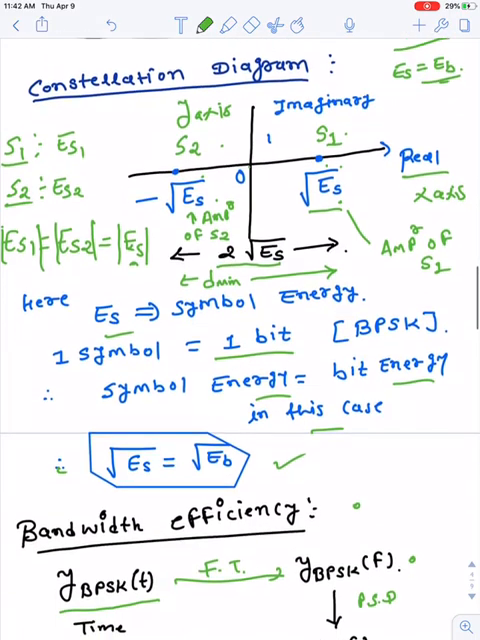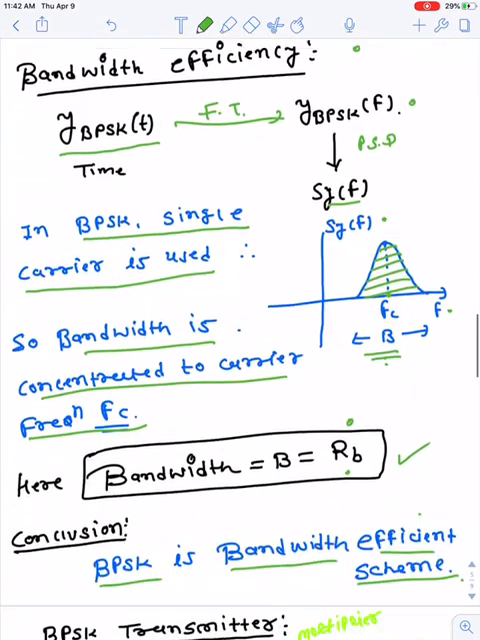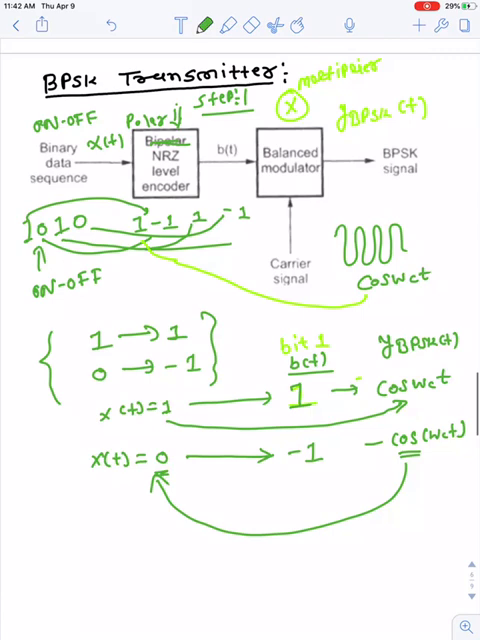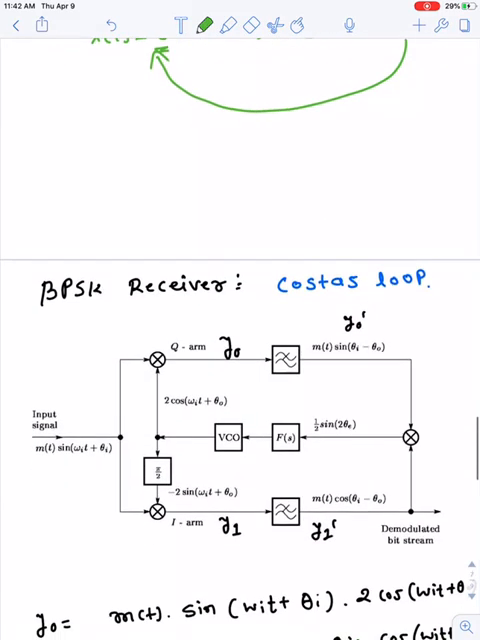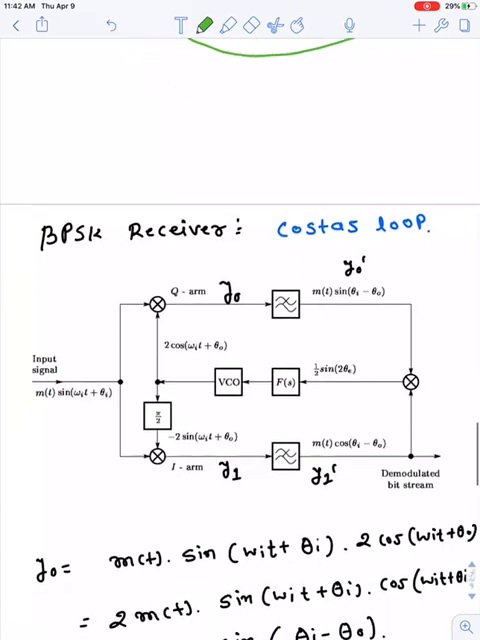We can conclude that the BPSK transmitter is a very simple block. In the BPSK transmitter, whatever data is available to us in terms of 1 and 0, we convert to the polar signal 1 and -1, which is fed to the balanced modulator. The balanced modulator simply multiplies it with cos omega ct, and then finally the BPSK signal is produced. Okay, so this is one part.